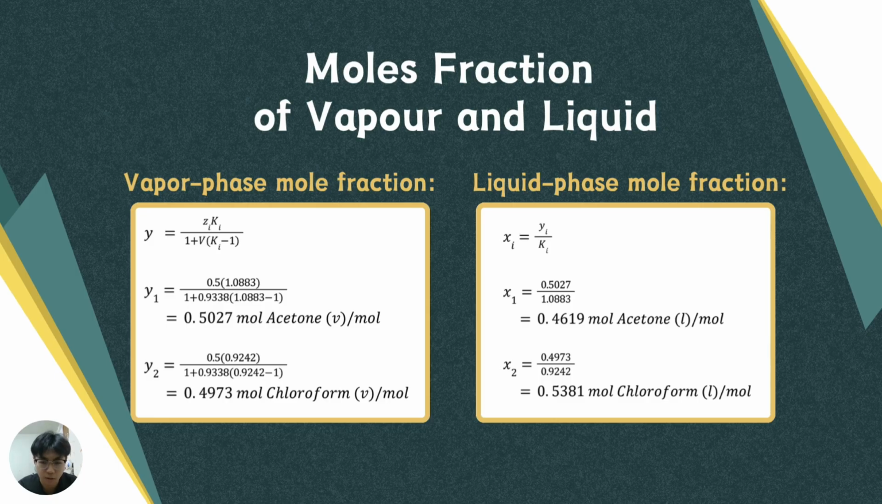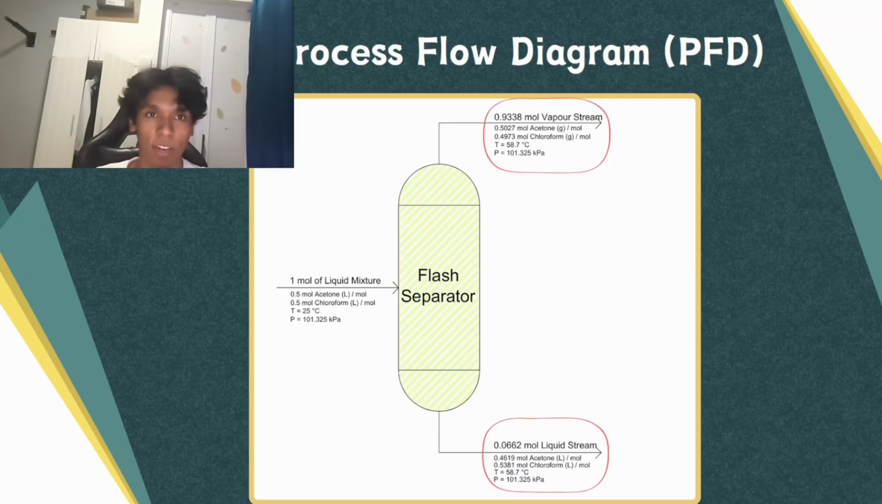Then applying Raoult's law for the liquid phase, our fractions are 0.4619 for the acetone and 0.5381 for the chloroform. To summarize, this is our final process flow diagram of our flash separator.